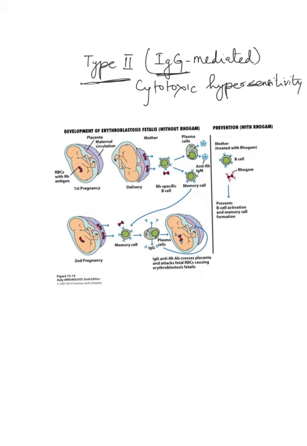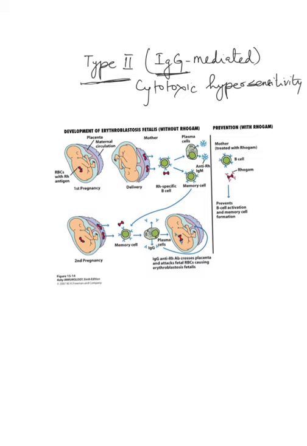Okay, in erythroblastosis fetalis, Rh negative mother, when is bearing a child which is Rh positive, that means the RBCs of that child carries Rh antigen, whereas the mother RBCs are devoid of Rh antigen.